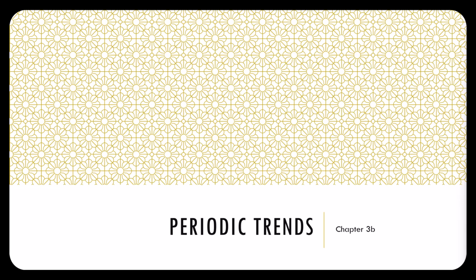What we're going to do now is spend some time getting to know why we just spent an entire chapter talking about electrons. So electrons are the dictators for periodic trends. We're going to look at some trends in the periodic table, and we're going to talk about how electrons are the ones that dictate those trends.